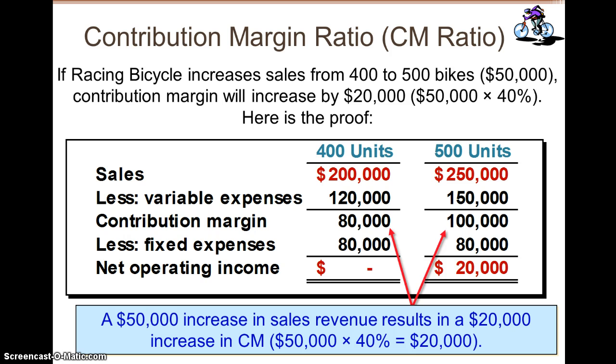That $50,000 of sales revenue, given a contribution margin ratio of 40%, will increase our contribution margin by $20,000. $50,000 multiplied by 40%. Therefore, our contribution margin will increase from $80,000 to $100,000, a $20,000 increase. So a $50,000 increase in sales revenue results in a $20,000 increase in contribution margin.